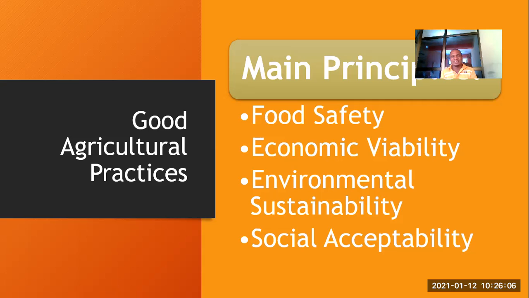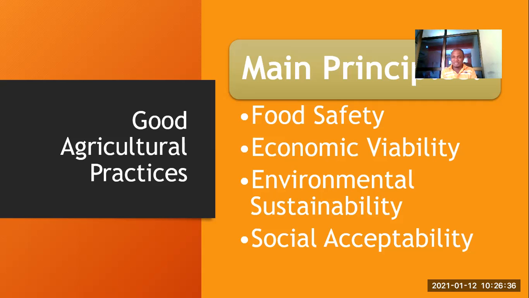Then environmental sustainability. Also, you have to make sure that the good agricultural practices you are implementing are not damaging or causing any harm to the environment, both the physical environment and the biological environment. So in this case, I mean plants and animals, land, and all other aspects within the environment.